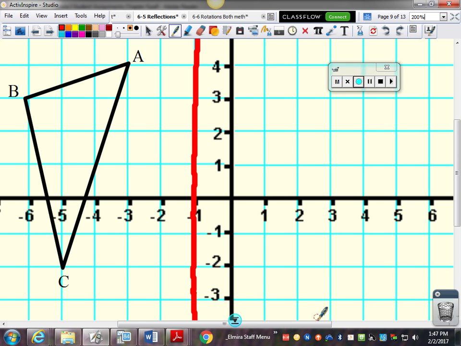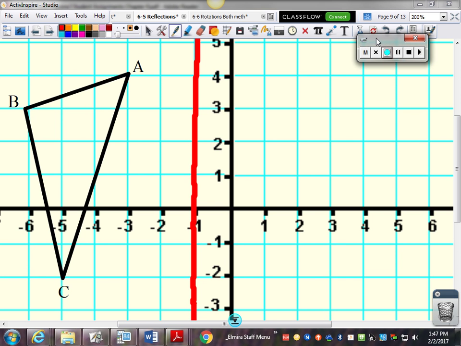Okay. All right. So in my mind, when I am doing this kind of reflection, it's not really that different from yesterday. It's just where I start and stop counting is different.